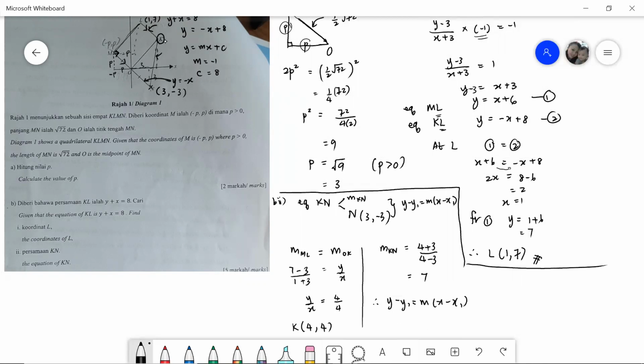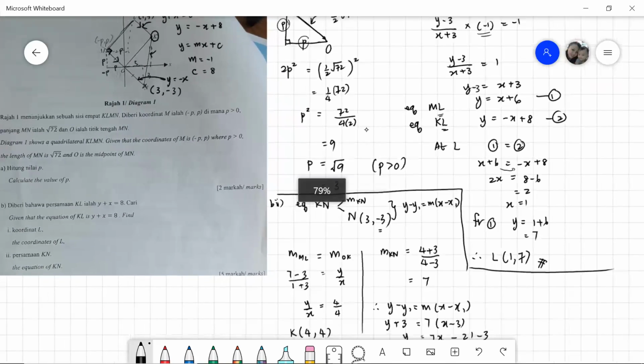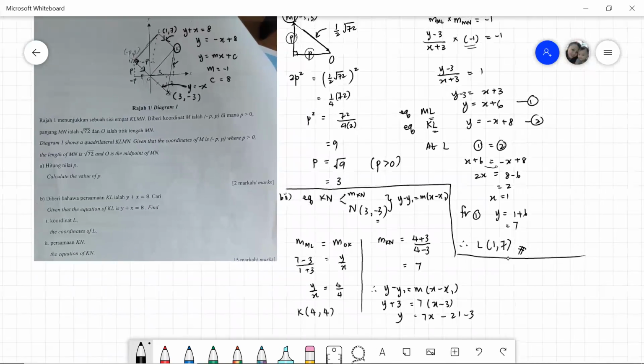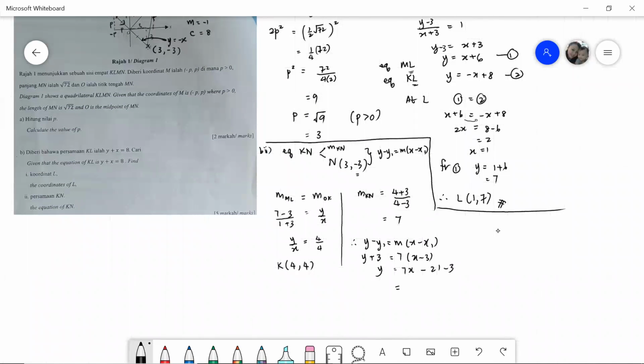So y minus y1, which becomes y plus 3, equals m, which is 7, times x minus x1, which is 3. So we have 7x minus 21, and then minus 3 to get y. So we will have the equation of KN to be y equals 7x minus 24. That's it.